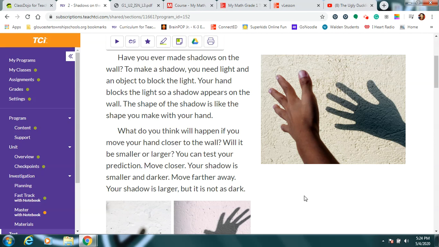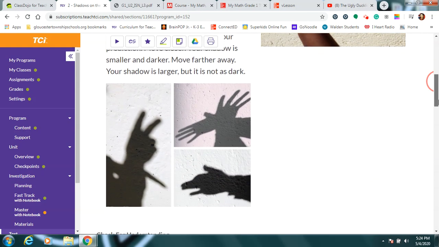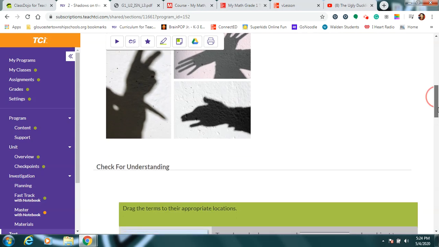Now move further away from the wall. Keep shining the light on your hand, and as you move farther away from the wall, your shadow probably got larger, but it's not as dark. I wonder what's making that happen. I wonder why some shadows are darker and other shadows are lighter. Let's give that a try. Let's practice that a few times.